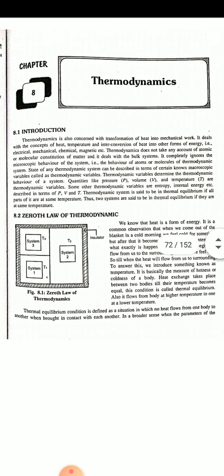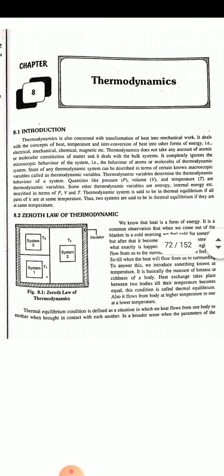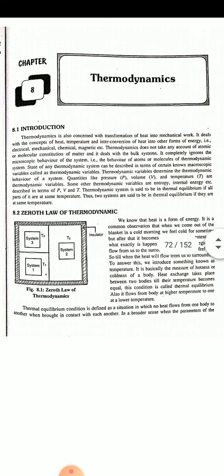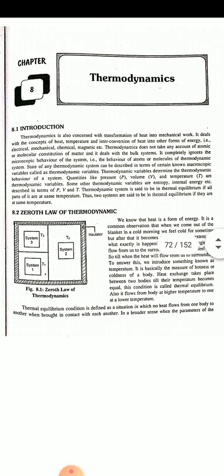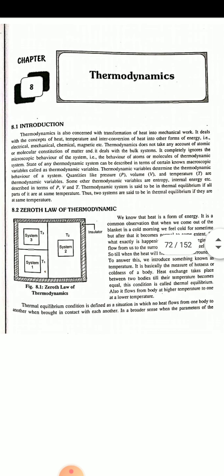Okay. Thermodynamic variables. The state of any thermal system can be described in terms of certain known macroscopic variables called thermodynamic variables. It may come for the MCQ. Okay, thermodynamic variables determine the thermodynamic behavior of the system. Quantities like pressure, volume, temperature are the thermodynamic variables. Some other thermodynamic variables are entropy, internal energy, extrinsic energy, described in terms of the pressure, volume, and temperature.